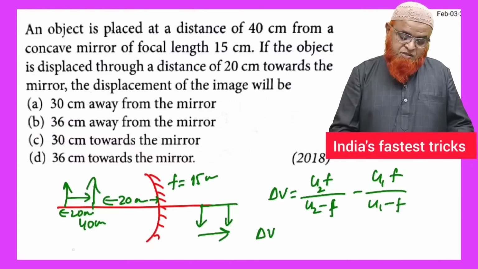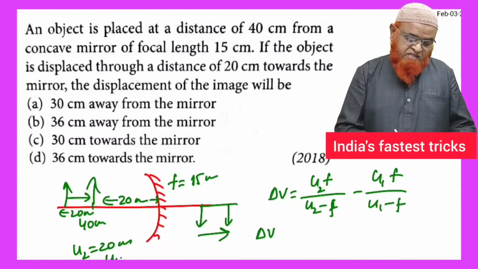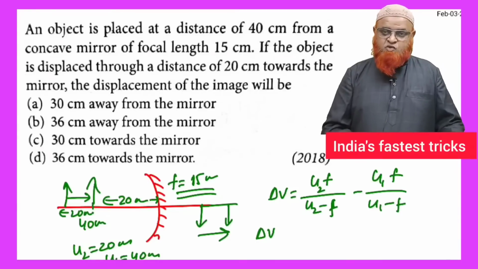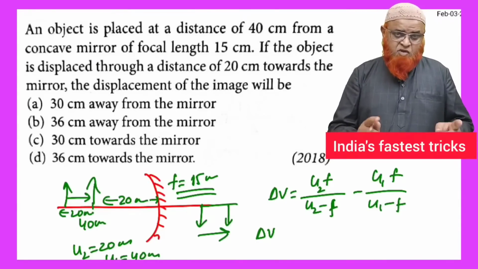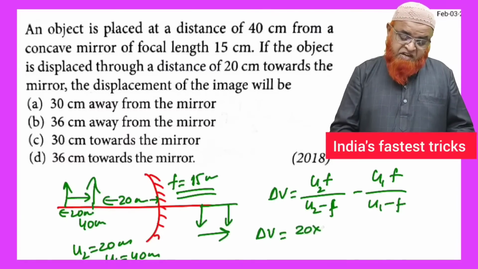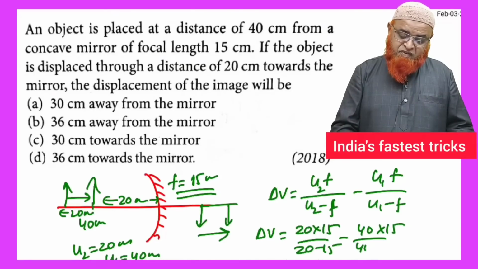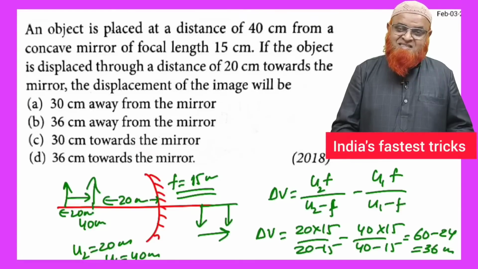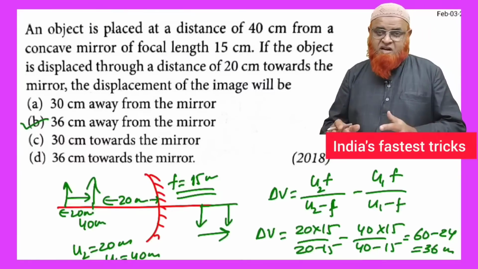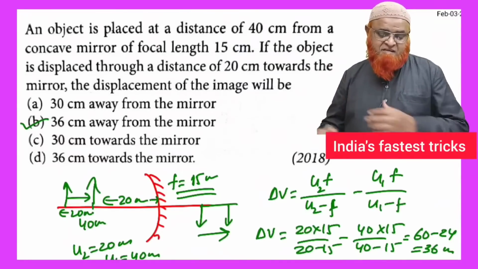Here u2 is taken as 20 centimeters and u1 is taken as 40 centimeters. f is constant. You see how wonderfully this formula works without any confusion. So 20 into 15 by 20 minus 15, minus 40 into 15 by 40 minus 15. This becomes 60 minus 24, so your answer is 36 centimeters away from the mirror, because when the object is closer, the image is away.